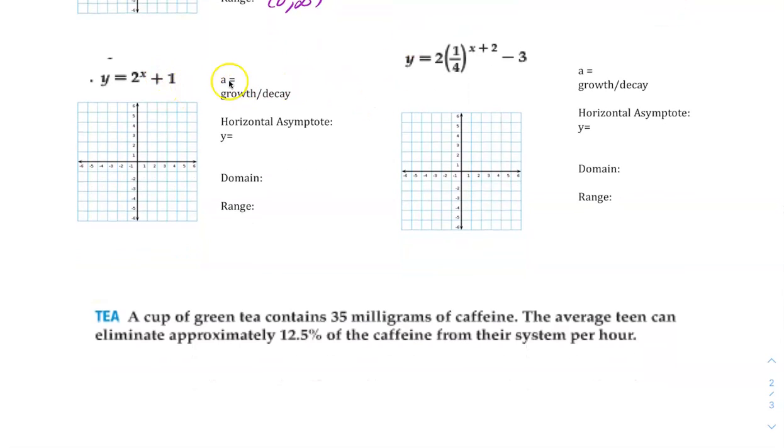Another one. A, again, no number in front, so 1. That's a 2, so that's bigger than 1, so that's my growth. Horizontal slope's going to be at 1 again. And we just got to graph that.